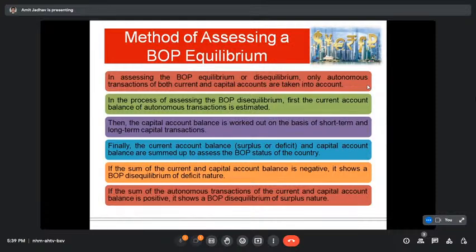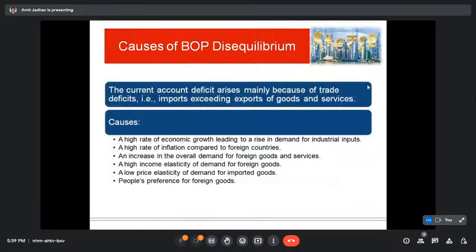Similarly, if the sum of the autonomous transactions of the current as well as the capital account is a positive amount, there will be a positive value. It shows that BOP has a disequilibrium of a surplus nature. So there will be either a surplus or a deficit. When we have a negative balance of current and capital account, we have a deficit nature. If there is a positive capital and current account, we get a surplus nature of balance of payment. Now we have to discuss the causes of disequilibrium.